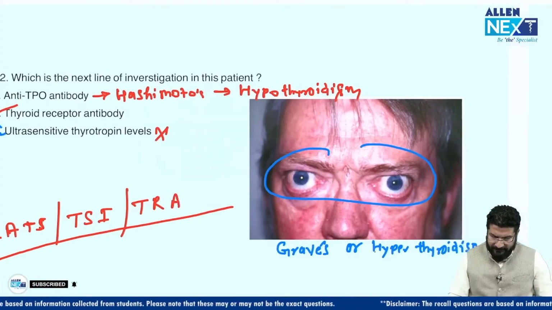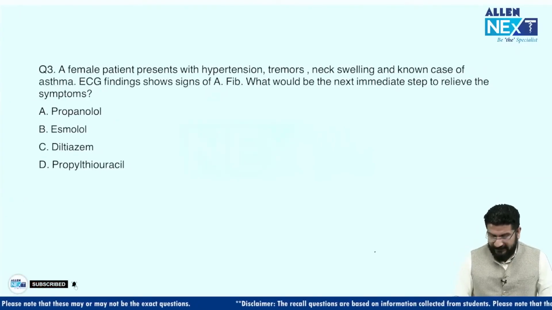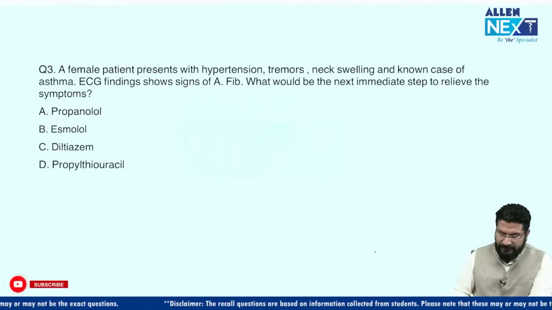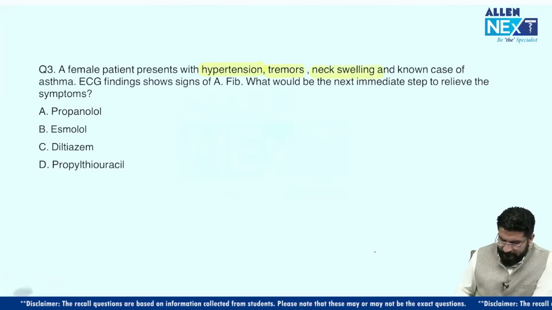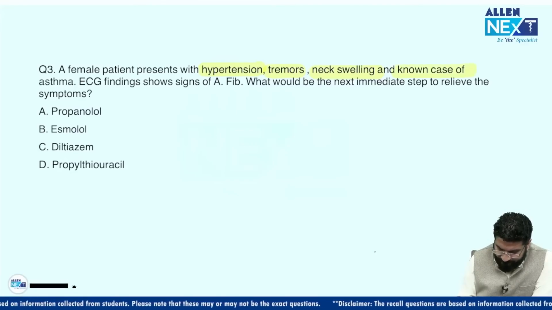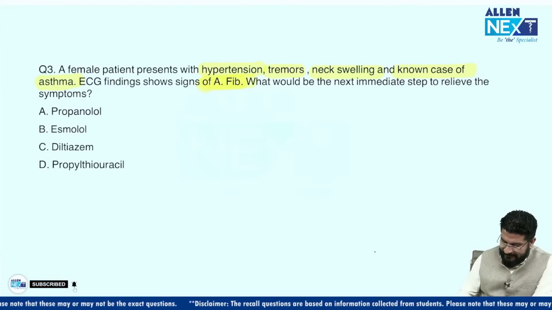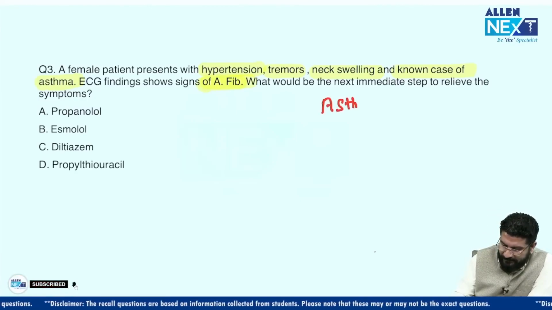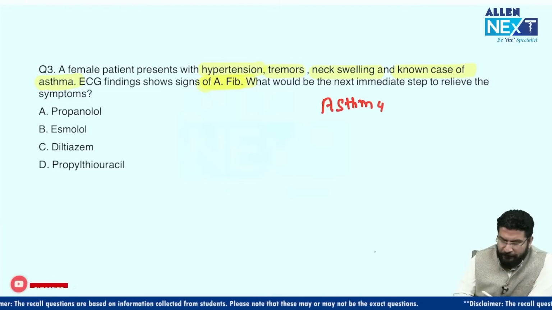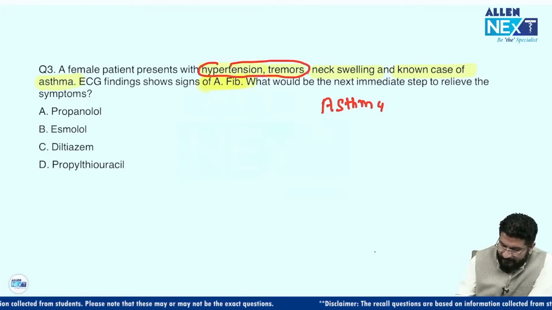Okay, coming to the next MCQ. You can see a clear-cut question here. It's an interesting case. It starts with a female patient with hypertension, tremors, neck swelling, and a known case of asthma. ECG finding is suggestive of atrial fibrillation. So it is an MCQ where they are giving you three features. First disease that the patient is having is asthma. Second, the patient is having hypertension and tremor, and there is neck swelling.